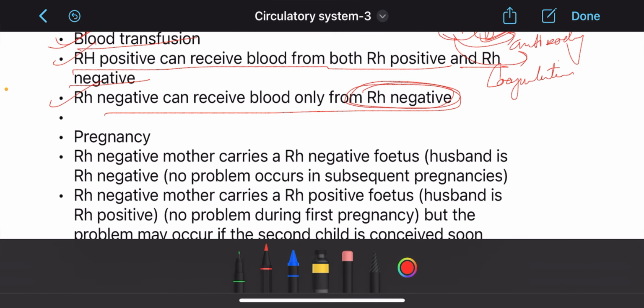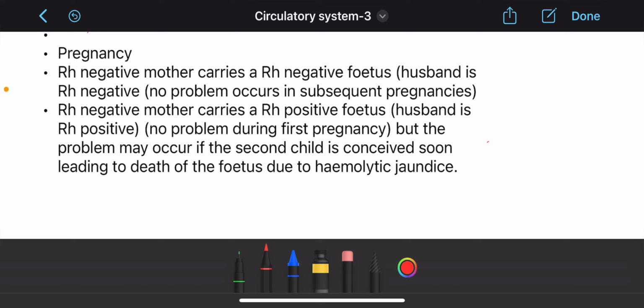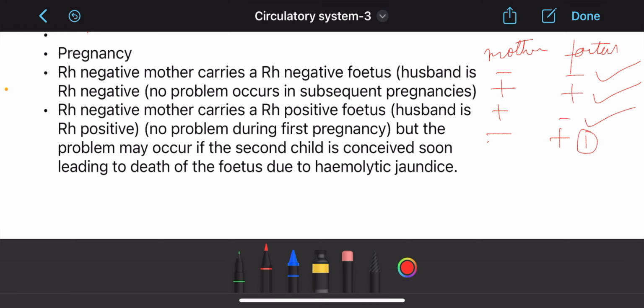Now, this Rh factor during pregnancy, how does this work? There is a mother and there is a fetus. If the mother is Rh negative and the fetus is also Rh negative, then there is no problem. If the mother is Rh positive and the fetus is also Rh positive, in that case also there is no problem. If the mother is Rh positive and the fetus is Rh negative, then again there is no problem. If the mother is Rh negative and the fetus is Rh positive, then during first pregnancy there is no problem.